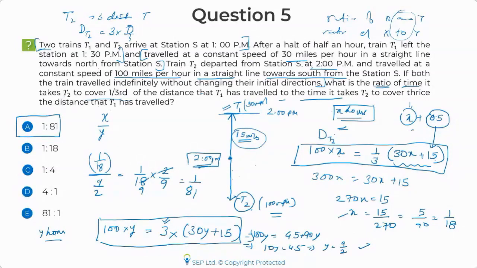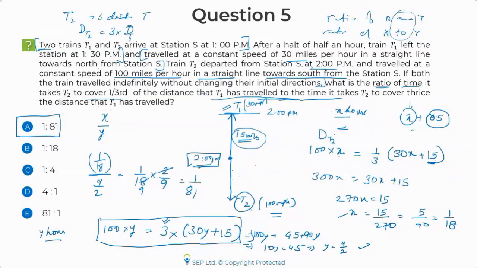has already covered 15 miles, and I'm talking about the distance traveled by T1. So if he has covered 15 miles, I need to include that 15. And apart from that, whatever distance that train T1 will be covering in X hours, I need to include that. So in X hours, if train T1 is traveling with 30 miles per hour, I'm going to do 30 times X plus 15. This is the distance traveled by T1.